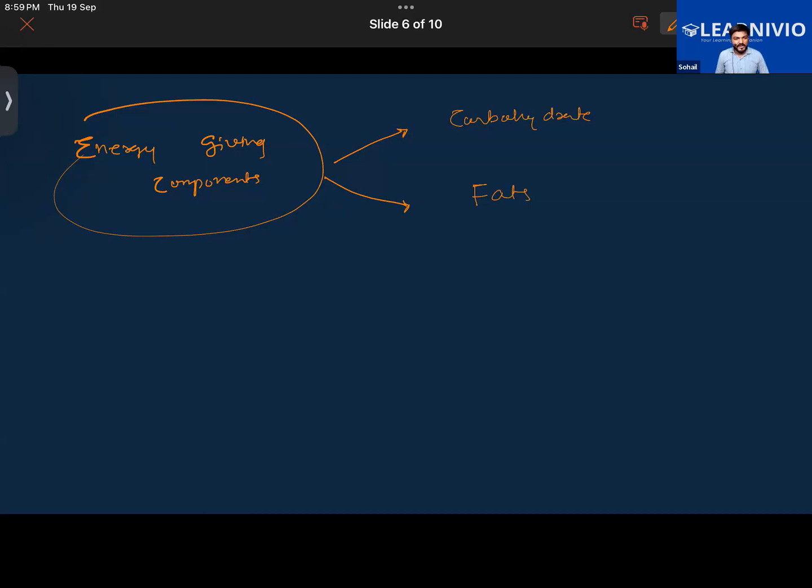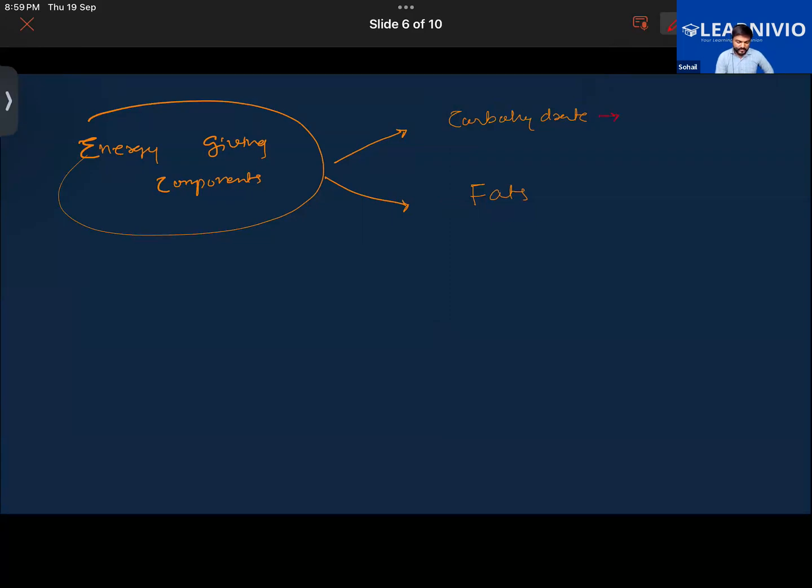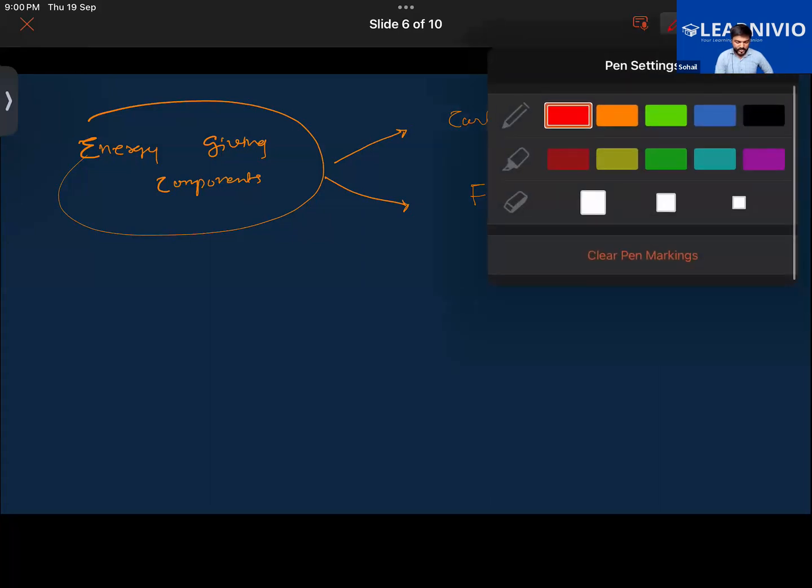Now what are the sources of carbohydrate and fat? They are energy giving food. I am asking about sources. From where do you get carbohydrate? From bread, rice, maize, potato and sugar. These are the sources of carbohydrate for the body.